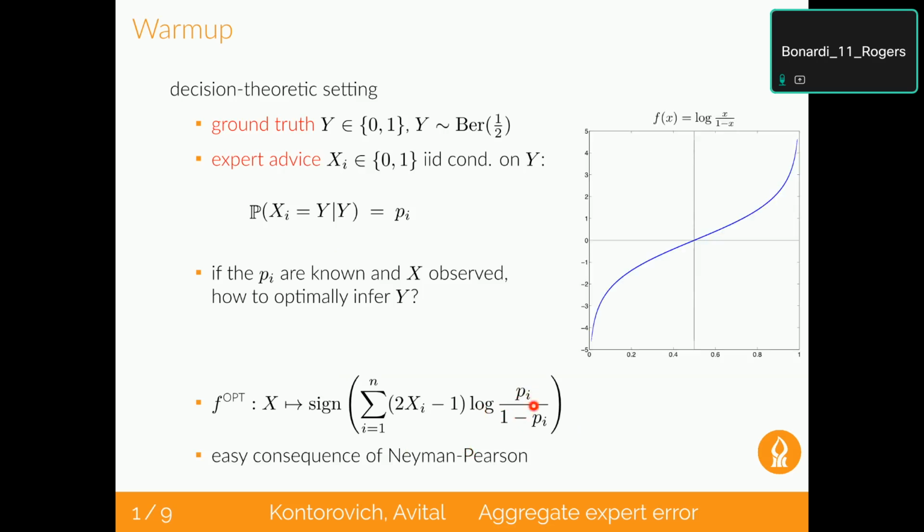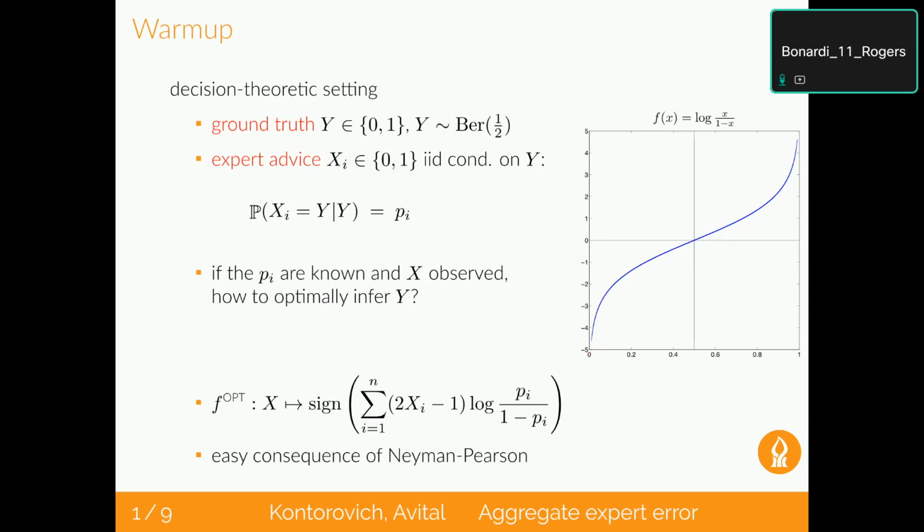This log odds function has a very natural behavior. At 0.5 it is zero, which makes sense. An expert that flips a coin is worth nothing, doesn't add anything. And it goes off to infinity as x approaches 1, and to negative infinity as x approaches 0, which means that experts that tend to give the wrong advice get a very large negative weight. So they're useful. We just have to flip the sign. So it makes sense. Okay, that's the plain vanilla setting.